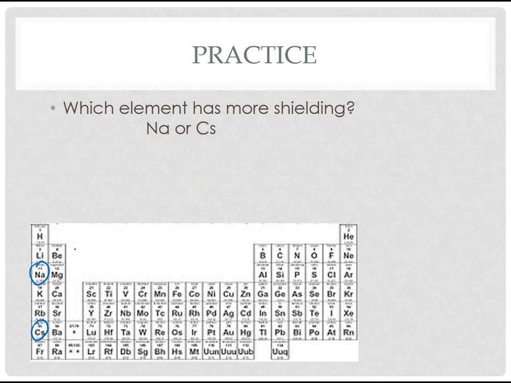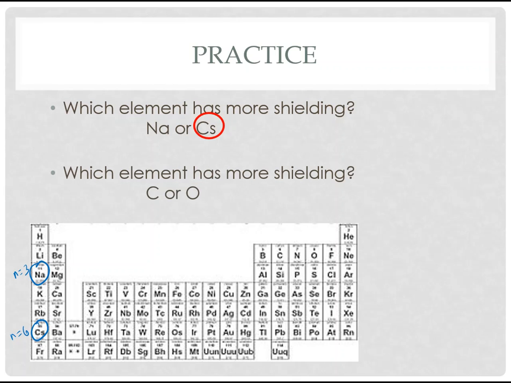Definitely, cesium's down here. This is principal energy level 6. This would be principal energy level 3. Sodium's in row 3. So cesium has a lot more distance, has a lot more core principal energy levels. So yeah, cesium would be the correct one there.